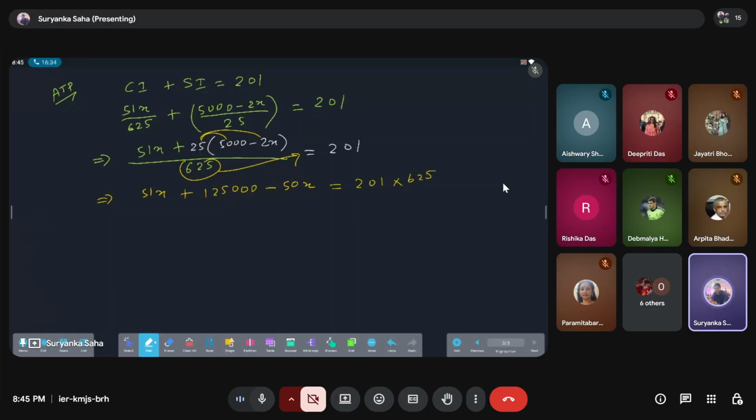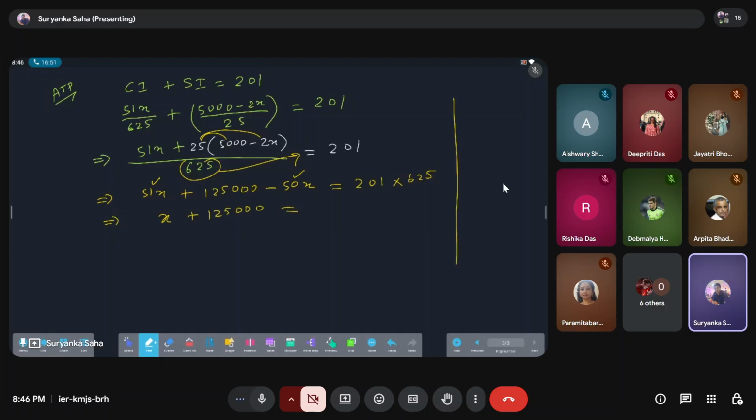Now this multiplication is big. But 51x and 50x, so it will be 1x. This is 51x and there's 50x, so it will be 1x. Okay, 1x plus 125000 will be this multiplication. So this is big.